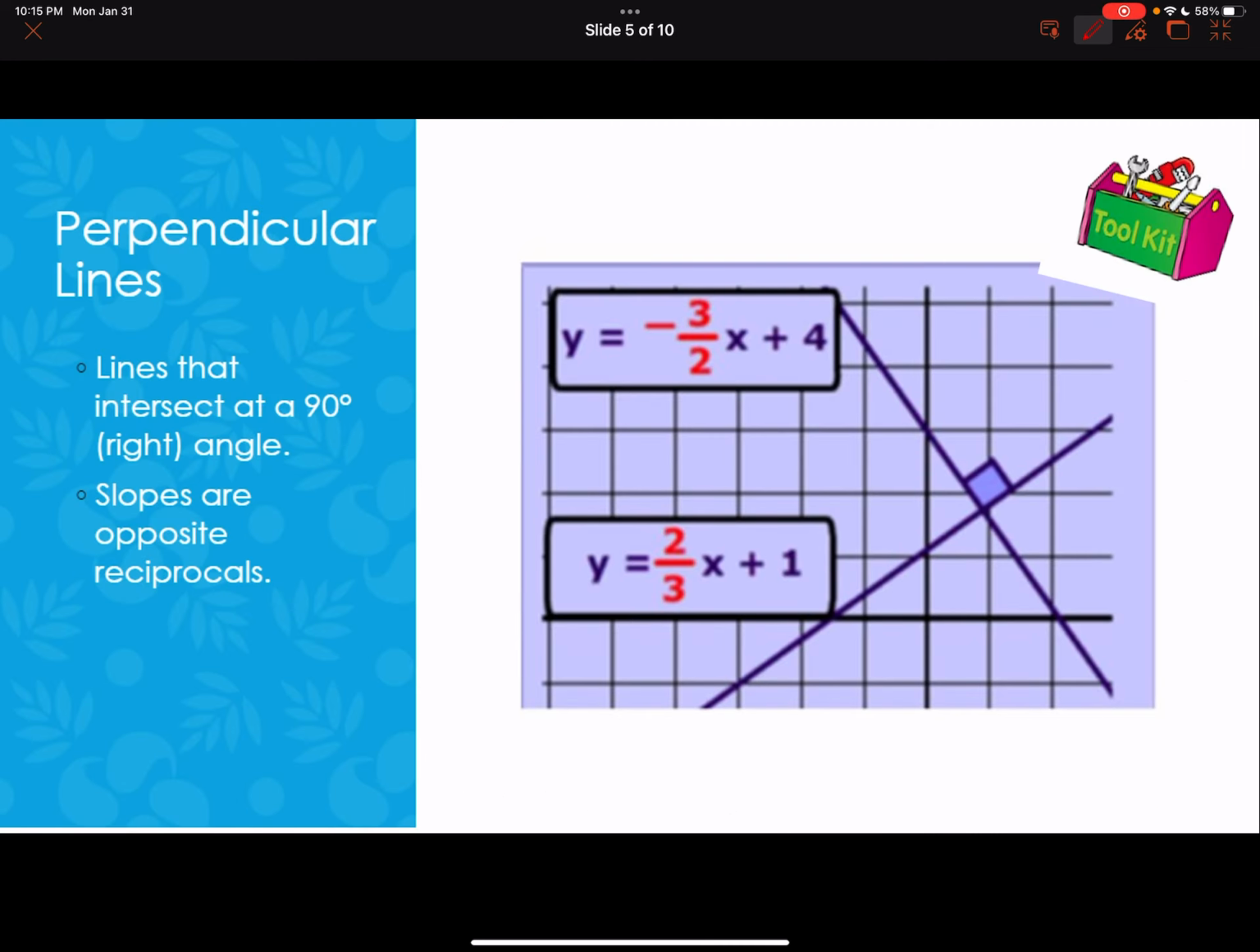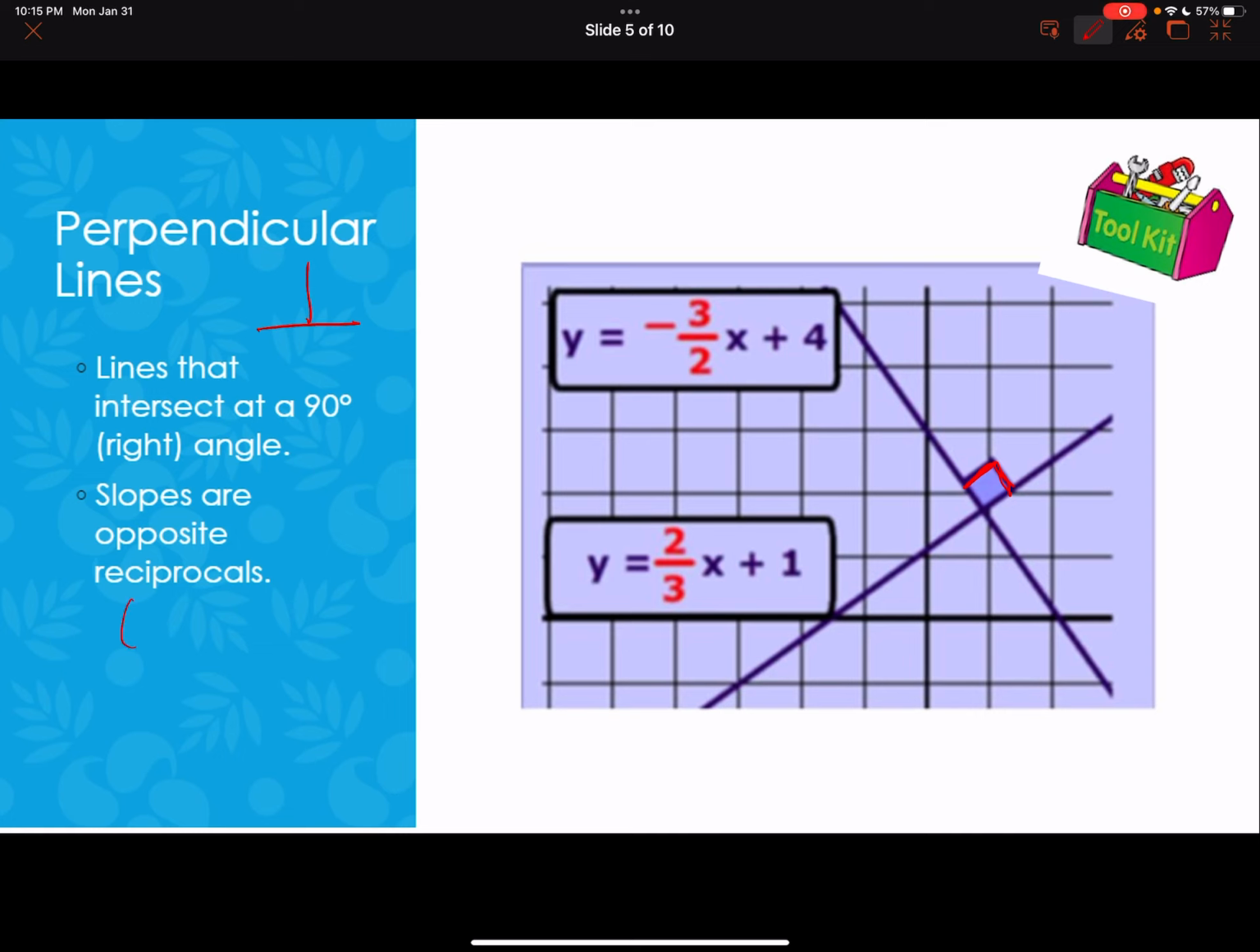Let's formalize this. Let's look at the definition of perpendicular lines, and you are going to want to write this down in your toolkit, or on your note sheet if you haven't done so already. Perpendicular lines are lines that intersect at a 90-degree angle, and we call that a right angle. And if you look at the example here, when you draw this little box in here, it means that those lines are perpendicular. And I already showed you the symbol for perpendicular lines, looks like an upside down T. And we just saw in our investigation that their slopes are opposite reciprocals.